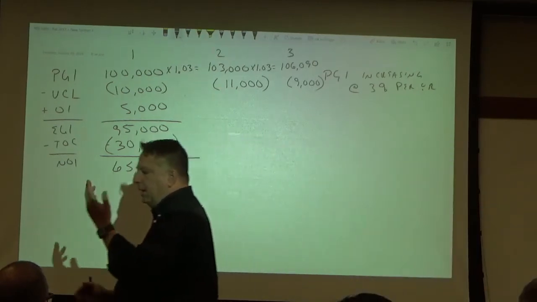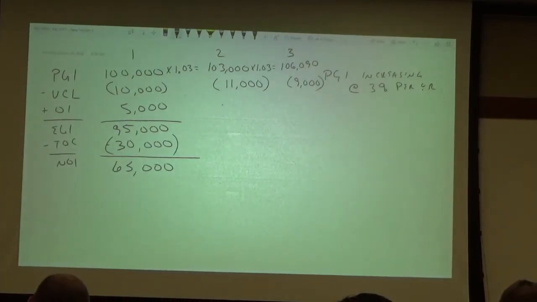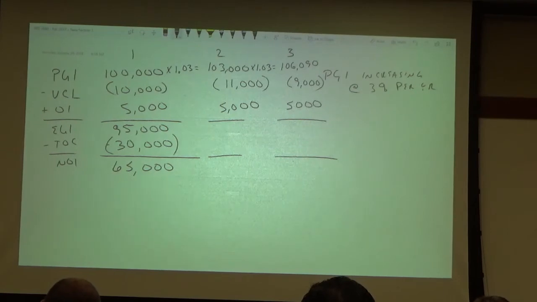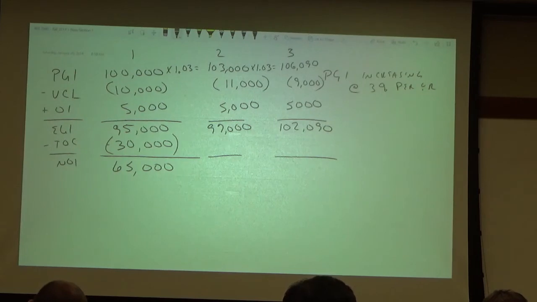All right. Other income, once again, we can forecast to either stay the same or go up. Let's go ahead and have it stay the same, and then we recalculate our EGI as a result. So $97,000 here, and $102,000 over there. Okay, everybody good with that?